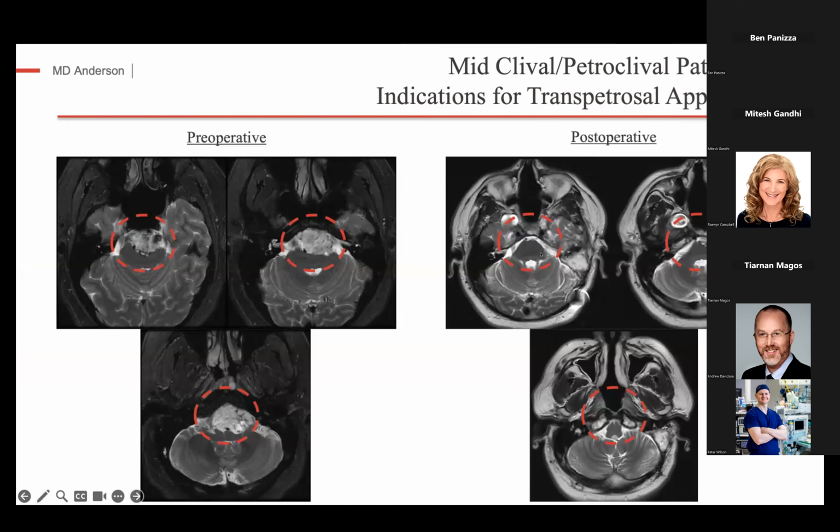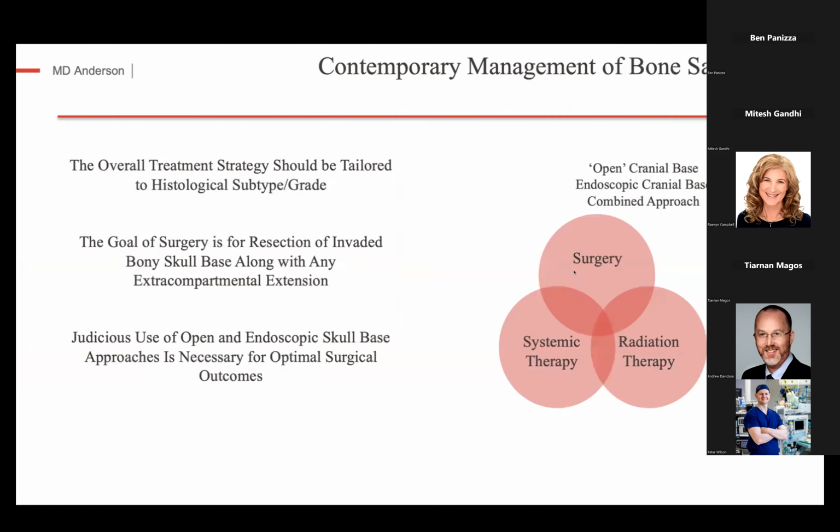And so this is an example of a patient where we still need to use transpetrosal approaches, either based on the lateral extent of disease within the bony skull base or in the subarachnoid space. And so endoscopy certainly has made an impact, but it's important to have that comprehensive surgical toolbox.